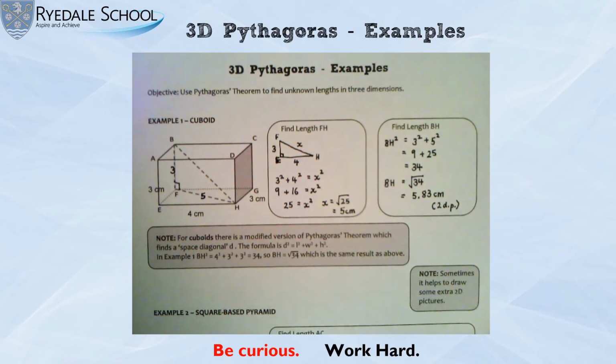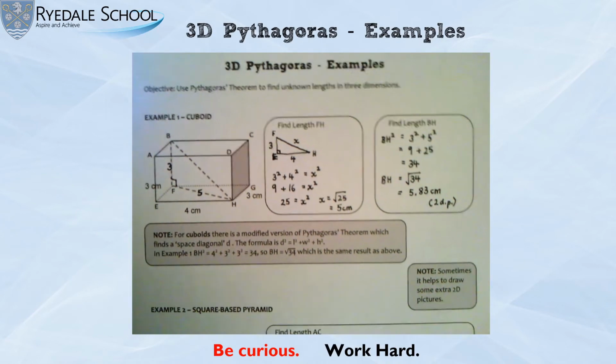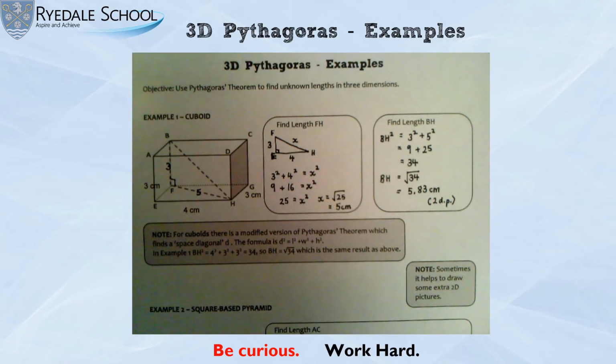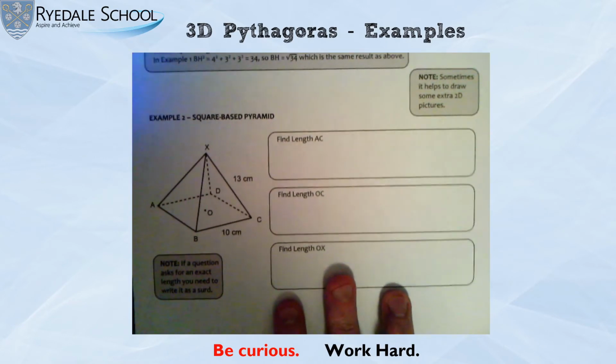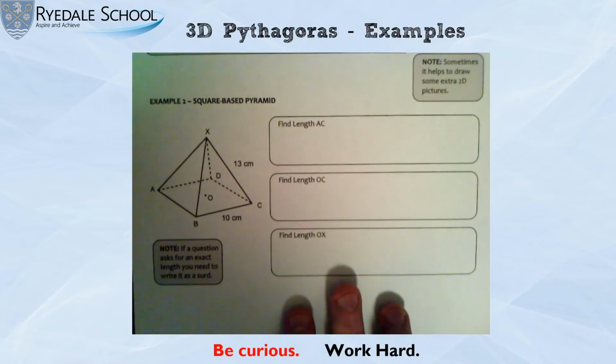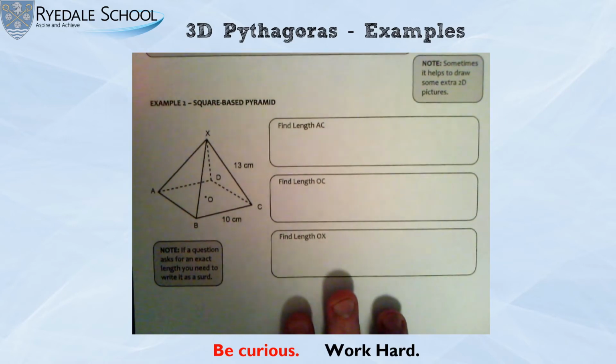Okay, let's move on to a slightly more difficult shape, but there are some questions like that for you to try if you choose to do so. And another very typical shape that you might be asked to look at is a square-based pyramid.